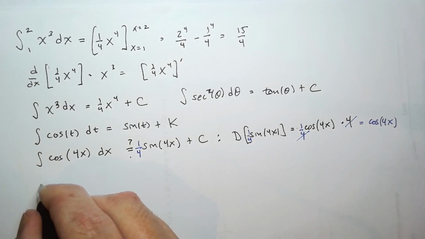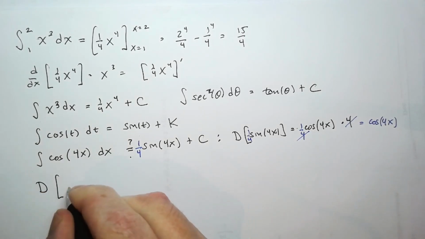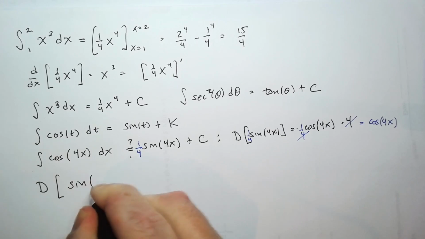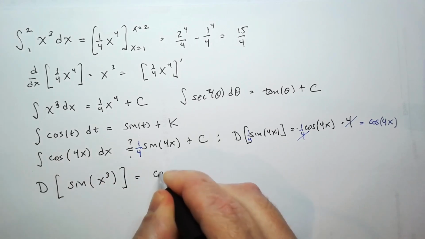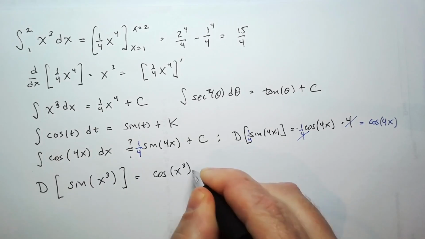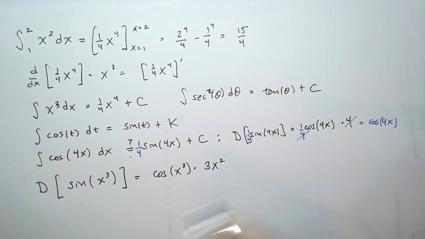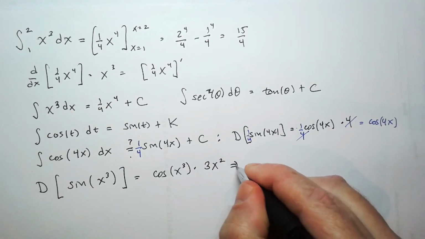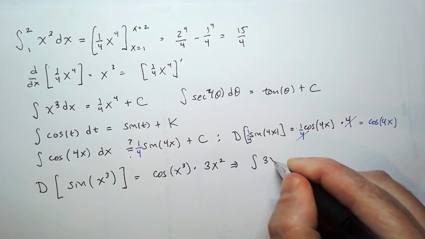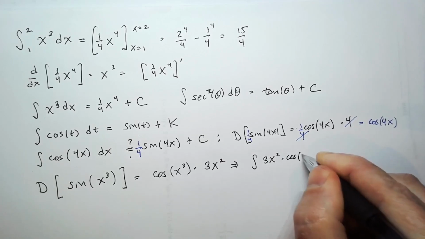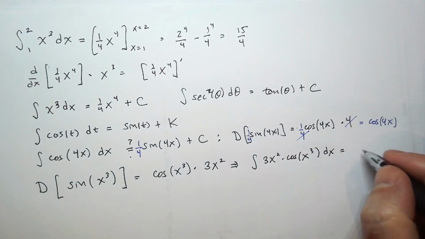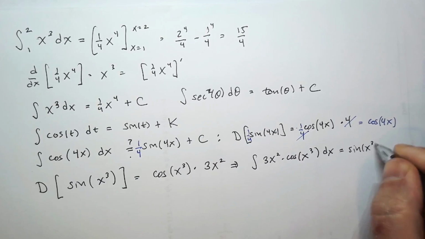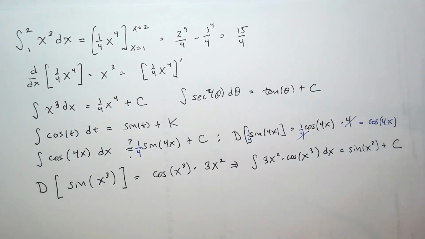I could, for example, compute the derivative of sine of x cubed, and this would be cosine of x cubed times 3x squared. I just used the chain rule. So this tells me that the antiderivative of 3x squared times cosine of x cubed would be equal to sine of x cubed plus some constant.